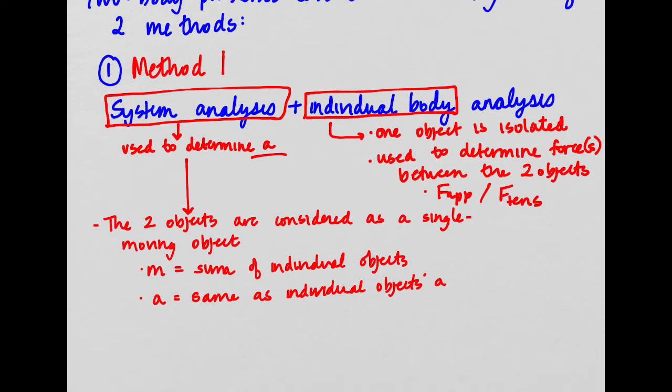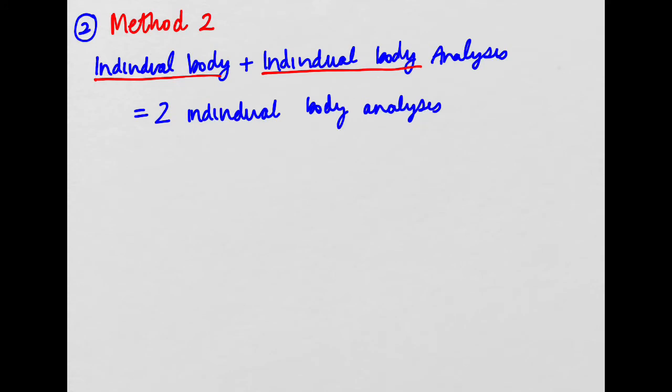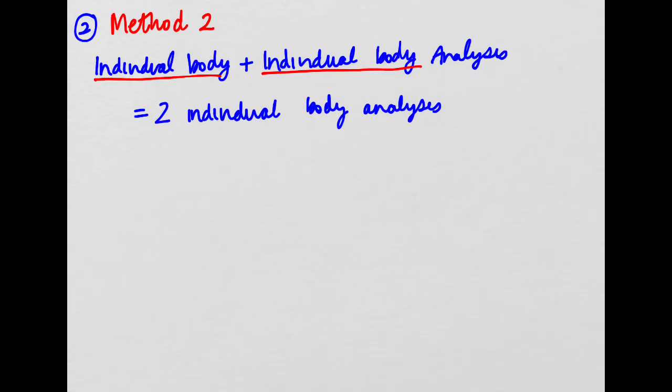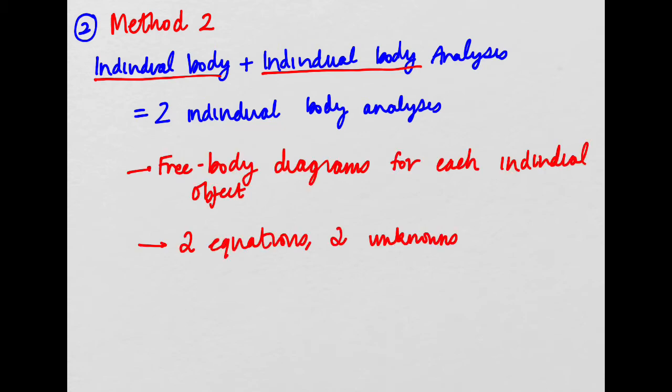Now let's look at method 2. All right, remember that method 2 is basically just two individual body analyses together. So now we're going to just cut out that first part of method 1 where we did a system analysis and we assumed that the whole thing was one object. We're not going to do that. This time we're just going to look at the two objects as individuals. We're going to have two different free body diagrams. We're going to have two different calculations we have to do. Well, we're going to use Newton's laws for both of them. So there is a summary of what we're going to do with the two individual body analyses.